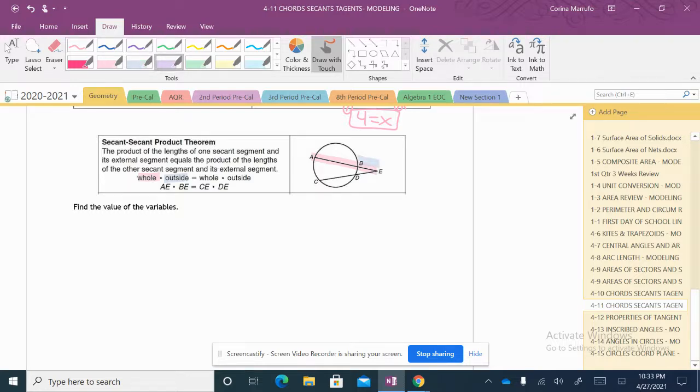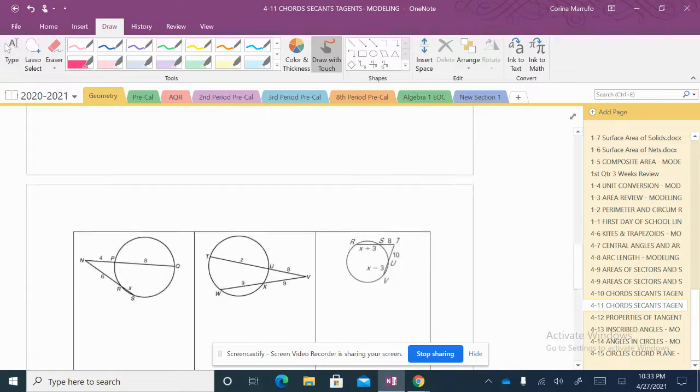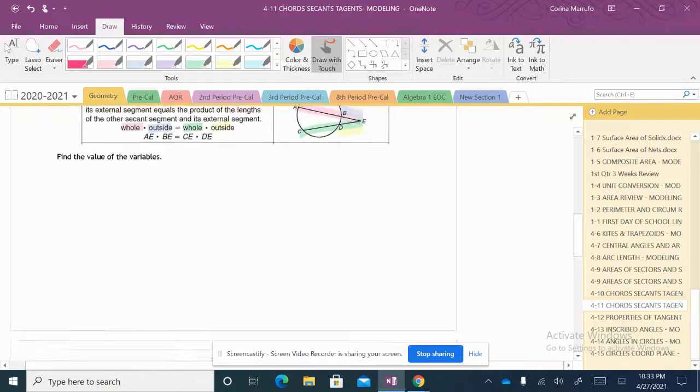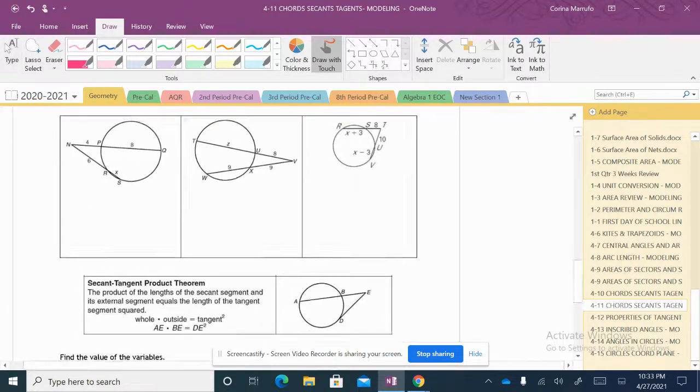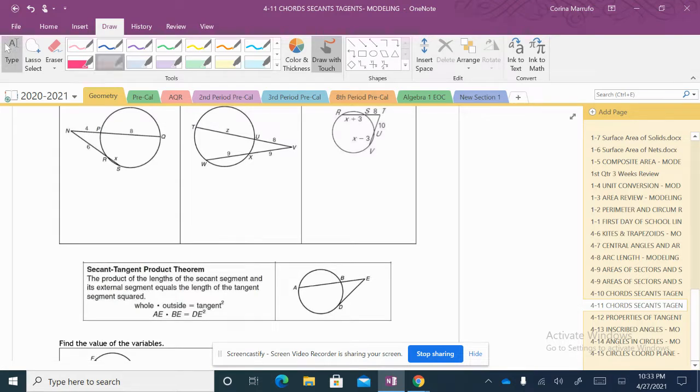Then you do the same thing with this one. You take the whole thing, which is from C to E, and you multiply it times just the outside part, which is D to E. So here it says find the value of the variable. So we're just looking for X. Here we take the whole thing from N to P. So the whole thing is going to be 4 plus 8, which is 12. And then you multiply times just the outside part. So my outside part is 4.